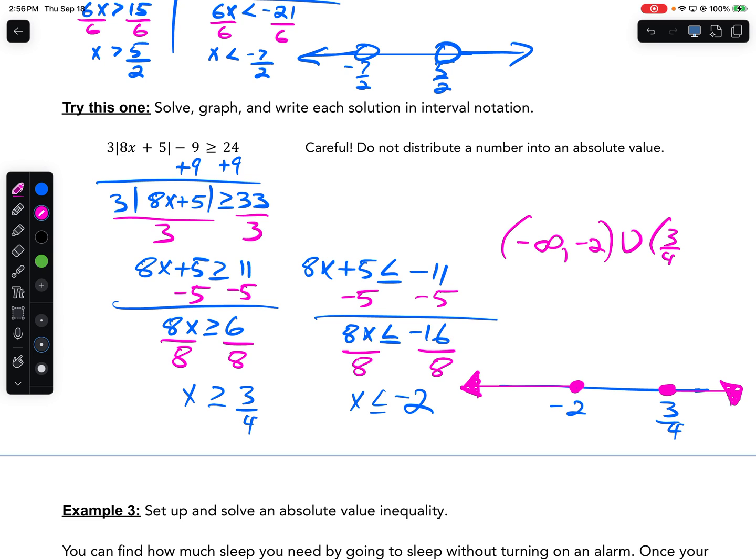We use brackets on where it's not, right? Correct. 3/4. Is that what you got? That means no?